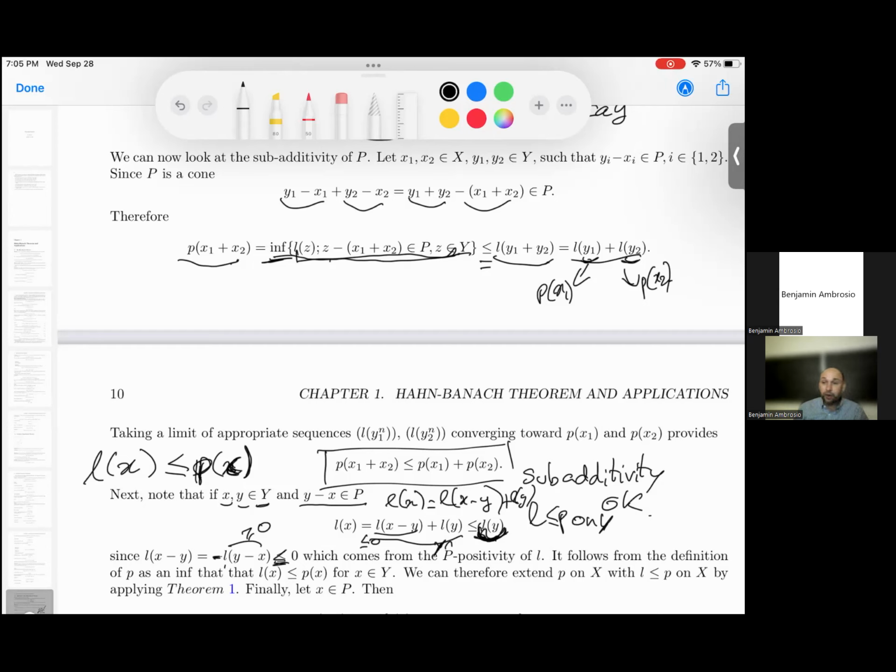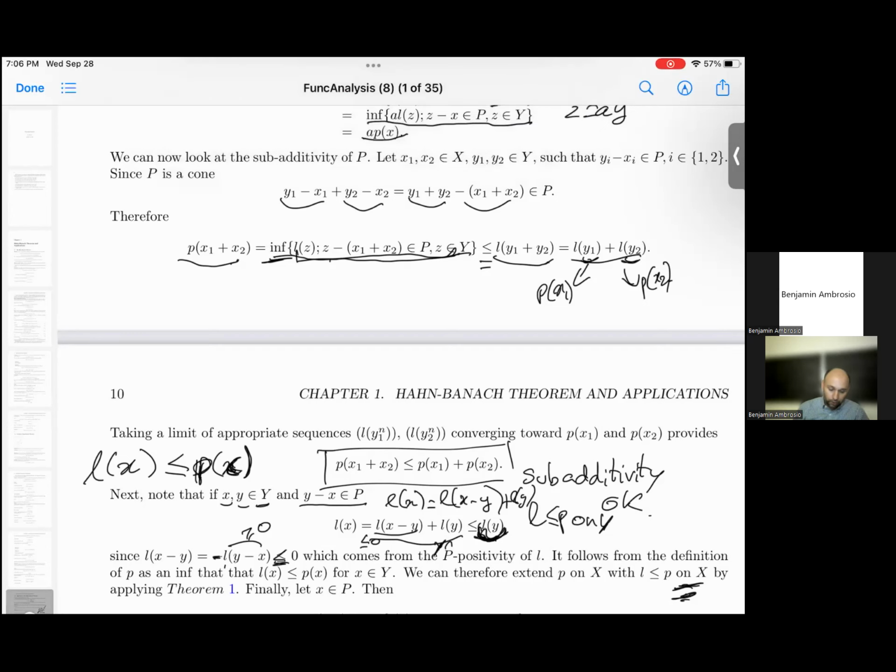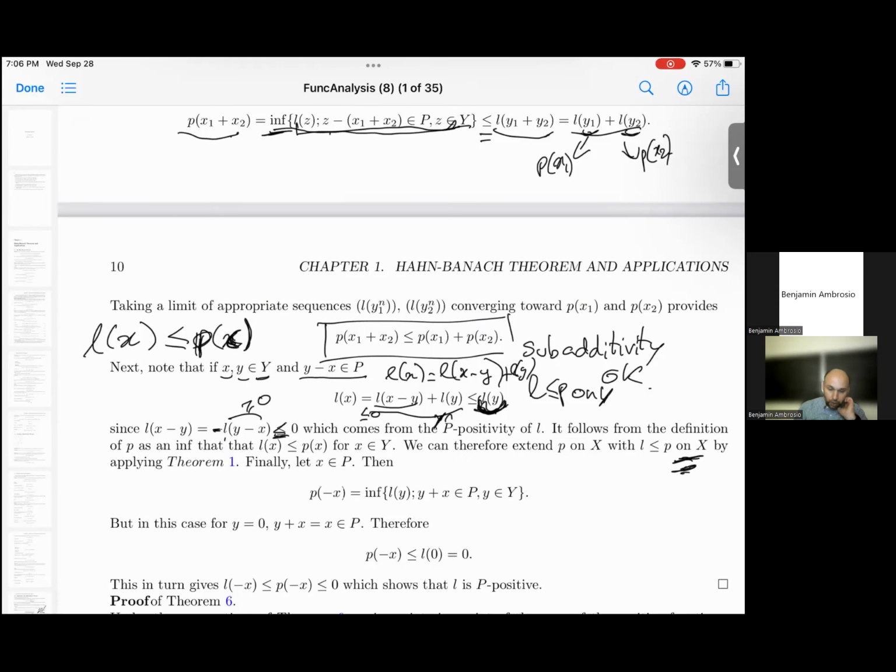All right, so now we apply the theorem of Hahn-Banach, and we can extend L, and furthermore, we will have that L is less than P on the whole X. But now we need to prove that L is a positive linear function on the whole cone, not only on the intersection of the cone and the subspace. So how do we do that?